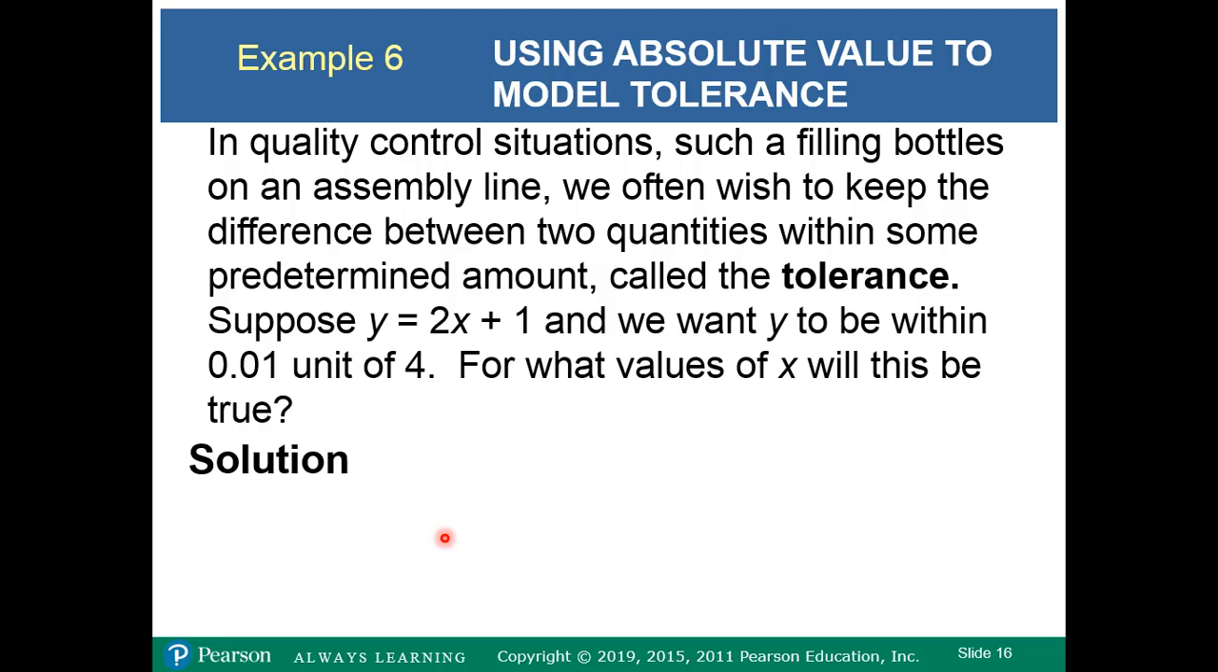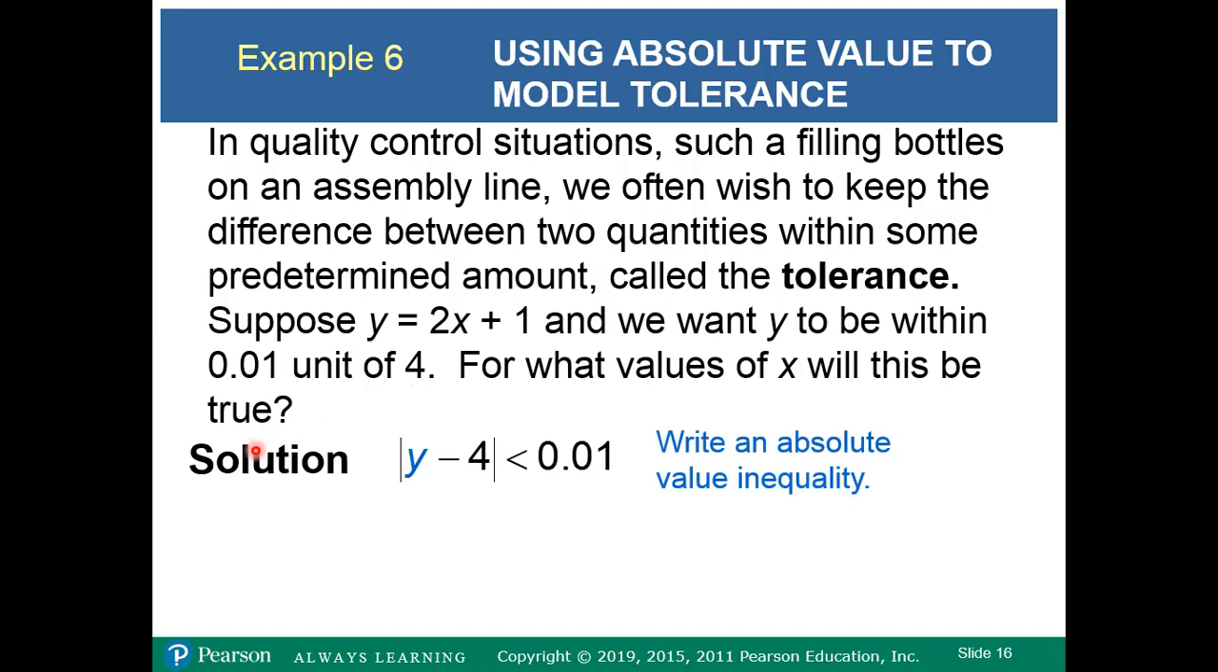So in this case here, it says suppose that y equals 2x plus 1, and we want y to be within 0.01 units of 4. For what values of x will this be true? Okay, so we want y to be within 0.01 unit of 4. Okay, so y, which is equal to this, if we subtract 4, right, we want that value to be within 0.01. Okay, so how would we set this up? Well, we want the absolute value of y minus 4, just like we did before, to be less than 0.01. Now we're just going to stick in y, and now we're going to simplify this.